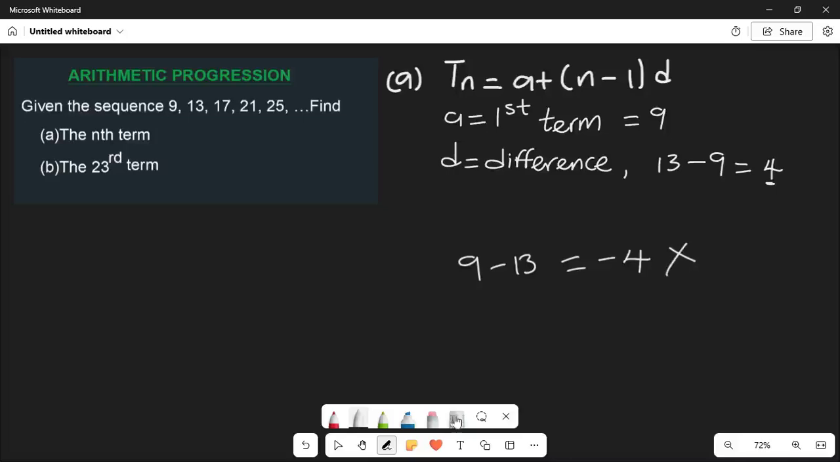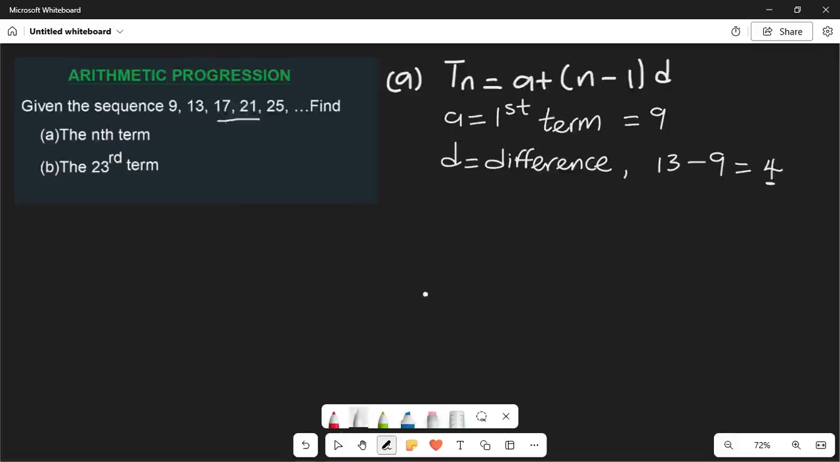So it is always the number on your right-hand side minus the one on the left-hand side. For instance, let's say we are picking 17 and 21. That is going to be 21 minus 17, which is still 4. But if you are doing 17 minus 21, you are going to have minus 4, which is wrong. So to look for the difference, you just pick two consecutive numbers, then you subtract the one on your right minus the one on the left.